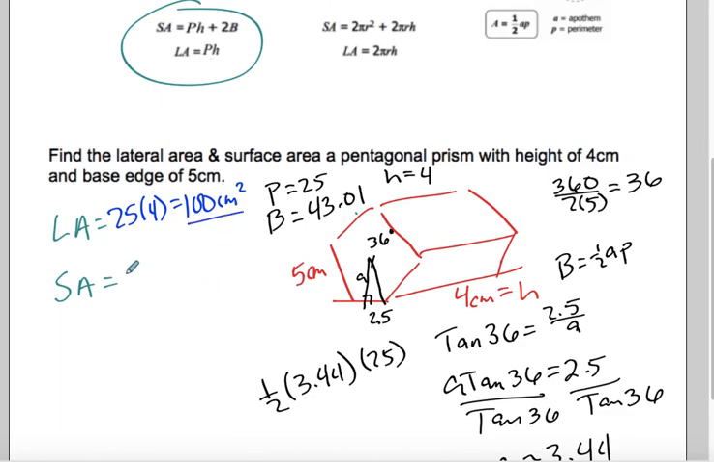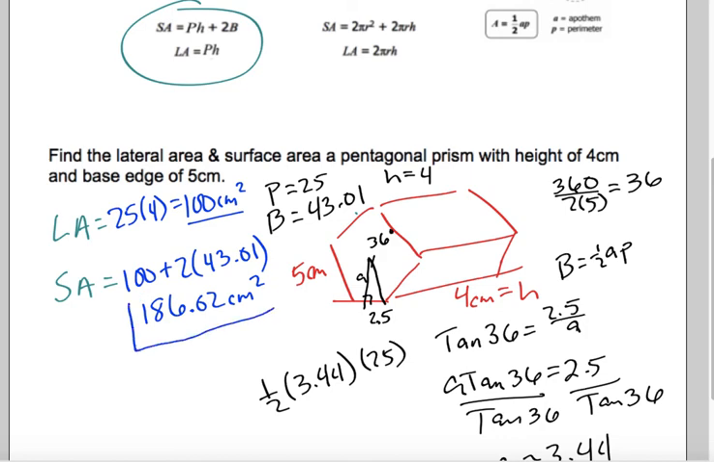The surface area is to take that lateral area, that 100, and add 2 bases because there's a base on each end. So 43.01 is that base. So 2 times my 43.01 plus 100, 186.02 centimeters squared. So that's our lateral area and our surface area for a pentagonal prism. And that's all of our samples for today.